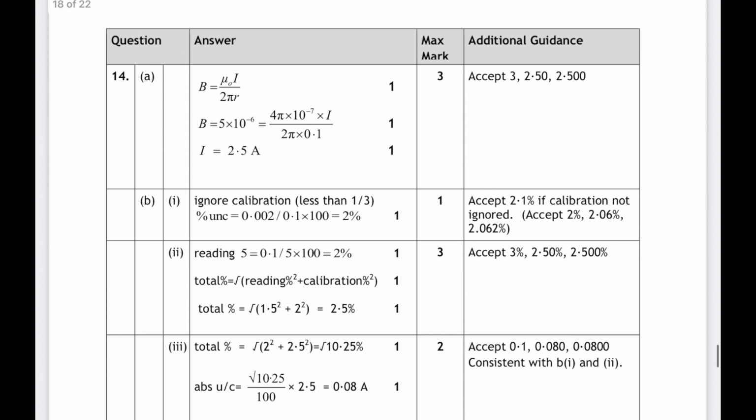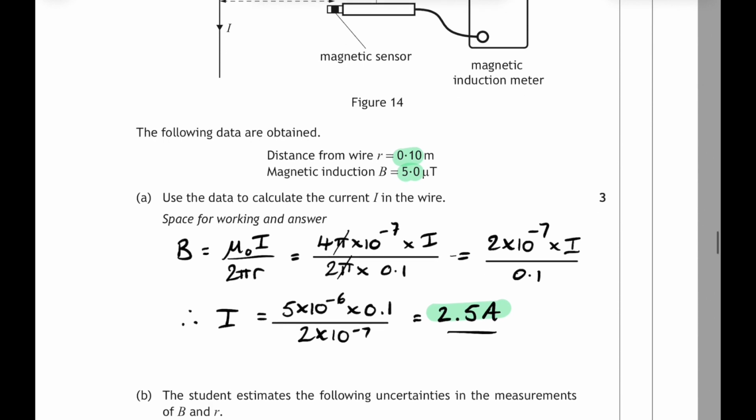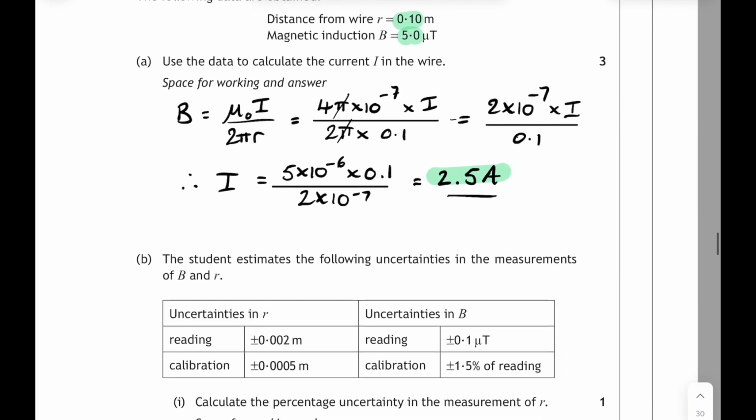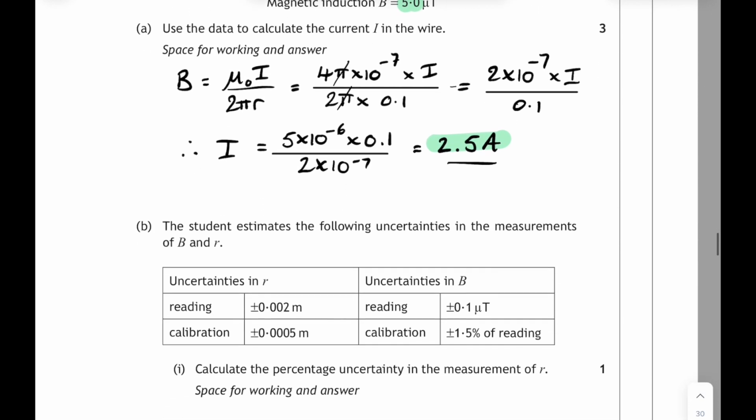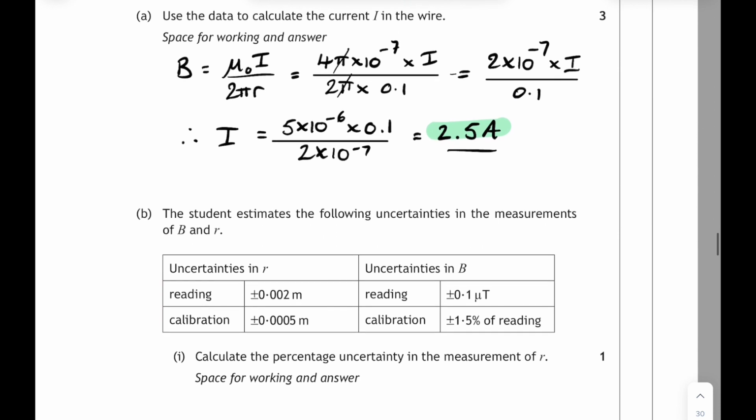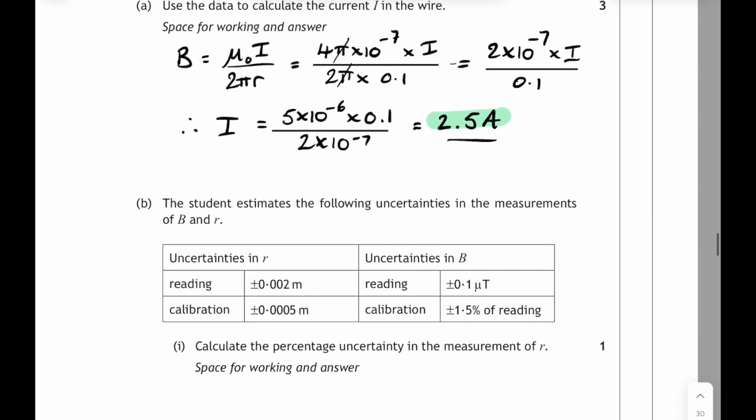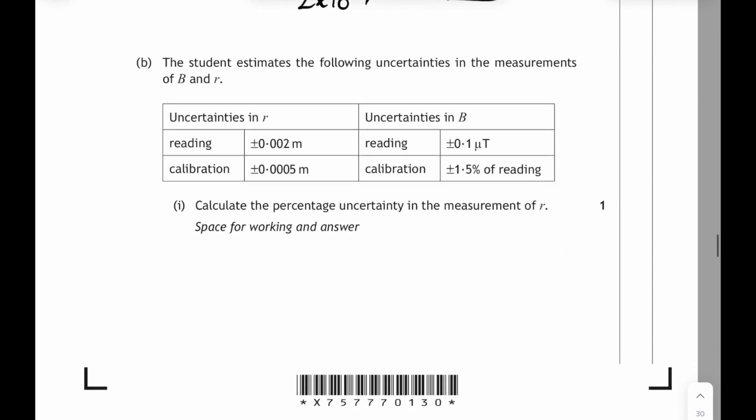14 part A, there it is, standard 3 marker: 1 for the equation, 1 for the substitutions, and 1 for the final answer with the correct unit. Now, the rest of this question is really uncertainties. Part A was the only bit that was about magnetic fields. The rest of it is really about the uncertainties in the measurements that were made during the experiment.